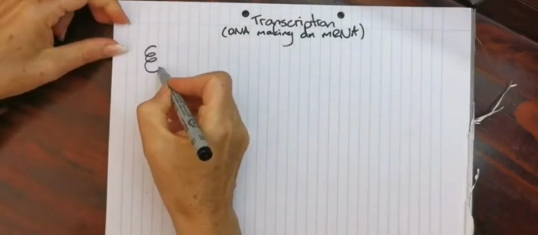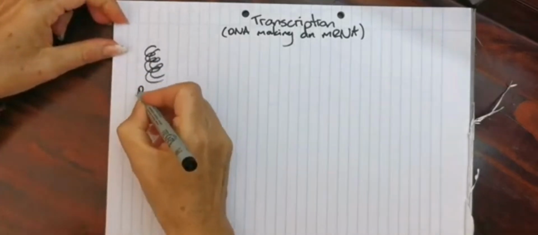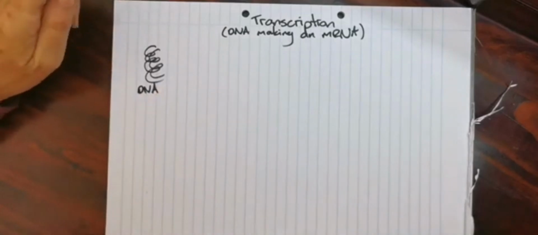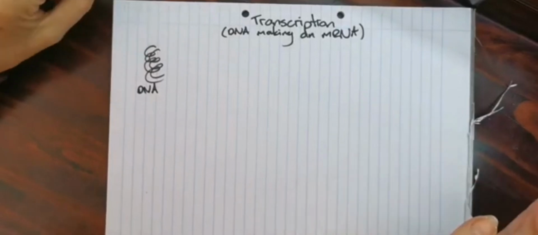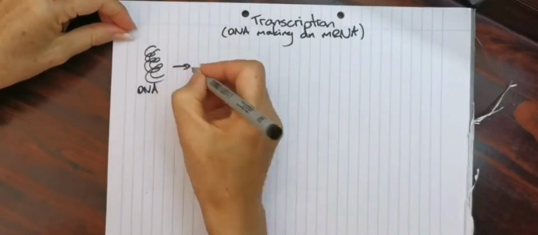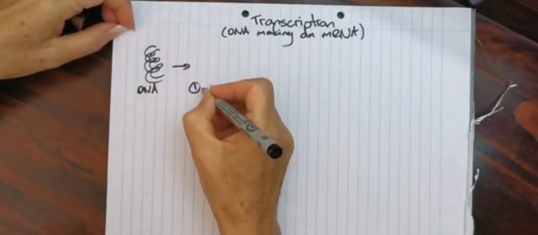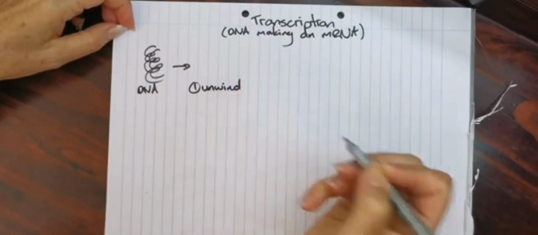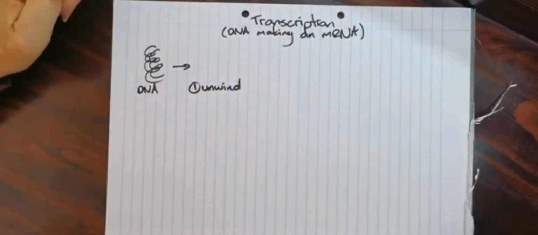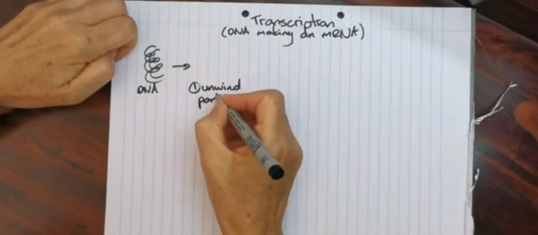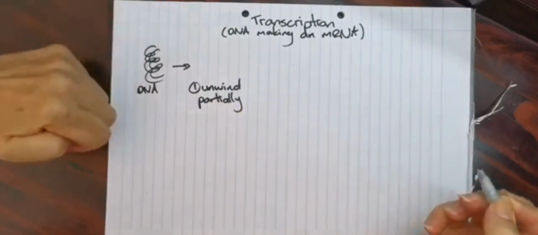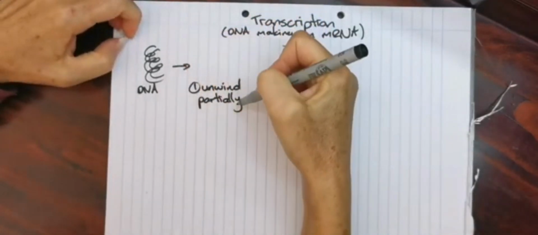So let's start again. We know that DNA is a double helix. Now, this is where the confusion starts, because the process of transcription looks very much like DNA replication, but I'm going to show you just now what the differences are. The first thing that'll happen again is that we're going to have some unwinding, but the difference between replication and transcription is that we have unwinding of the DNA partially. We don't unwind the whole DNA strand.